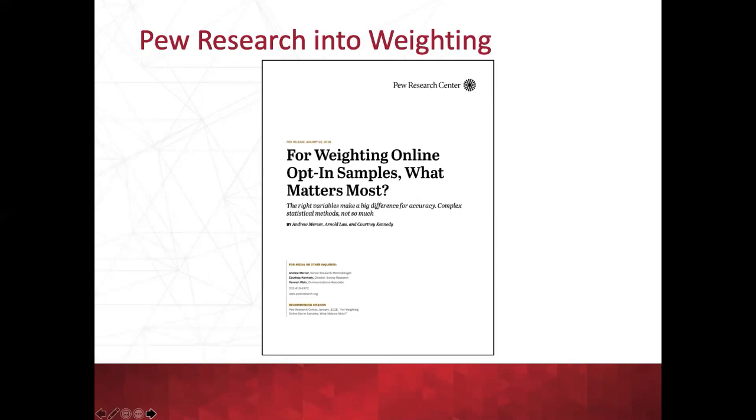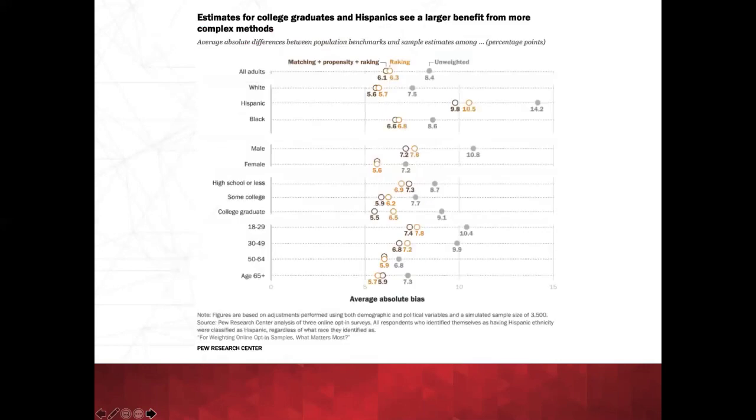What matters most, and they found that it's interesting. They consider rim weighting or raking to be a very simple technique. They were doing propensity scoring, some sample matching, and other more complex techniques as well. And they found that those barely moved the needle. The best way to improve the representativeness of a non-probability survey was to use rim weighting the way that I showed. They did find that the improvement you would see depended on some of the demographics.